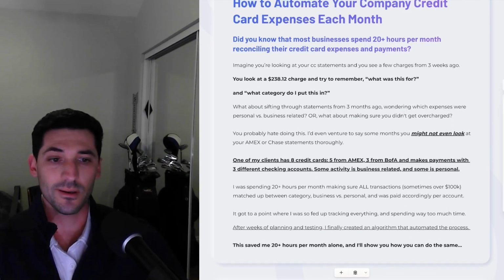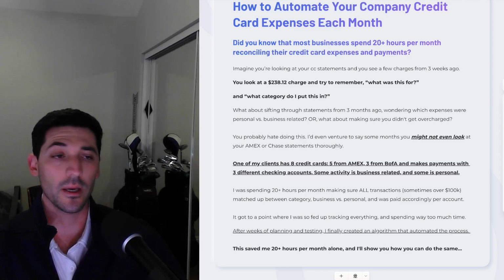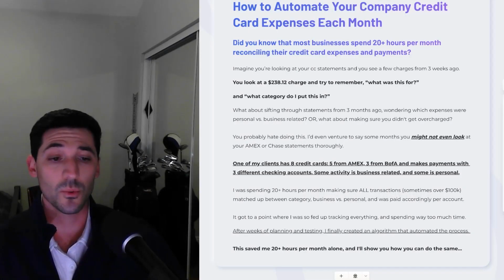It got to a point I was just so fed up with tracking everything. I was spending a lot of time. My team was as well. These are resources that are exhaustive, and we would like to be spending additional time streamlining processes, which is what we do. So after weeks of planning and testing and iterating, I created an algorithm that I'm going to give you access to. I'm going to walk you through how to do it. That automated the entire process. This saved me over 20 hours per month alone, and I'm going to show you how to do the same.